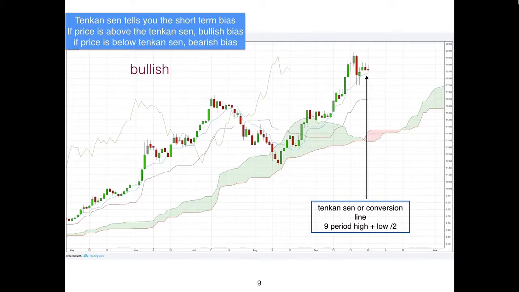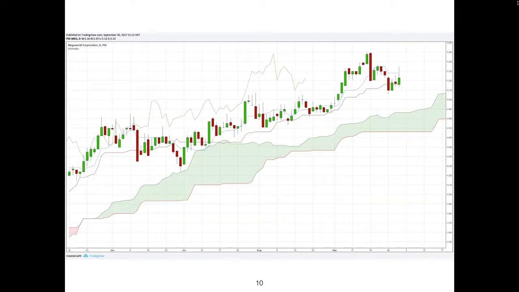The Tenkan-sen tells you the short-term bias. If price is above the Tenkan-sen, you have a bullish bias. If price is below the Tenkan-sen, you have a bearish bias. But we're only talking about the short-term trend here. So this Tenkan-sen is based on 9 periods. So it represents a short-term trend, and the bias may be bullish in the short term, bearish in the medium term, or vice versa.